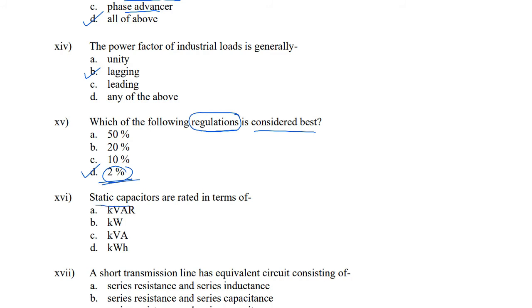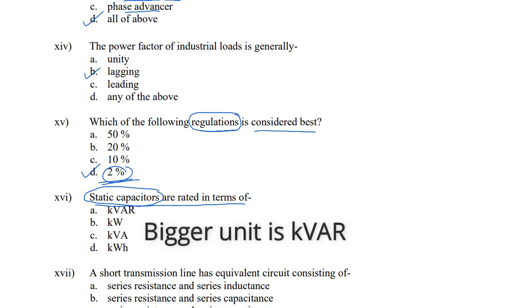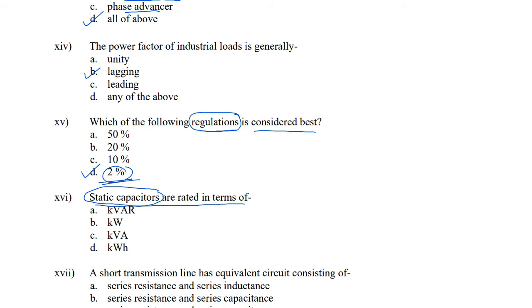Now static capacitors are rated in terms of, we know the static capacitors are used for reactive power compensation. Okay, now for reactive power compensation the capacitors are used and they are generally rated in volt ampere reactive. Now the higher unit of volt ampere reactive or the reactive power is kVAR. So option A here will be the correct answer.